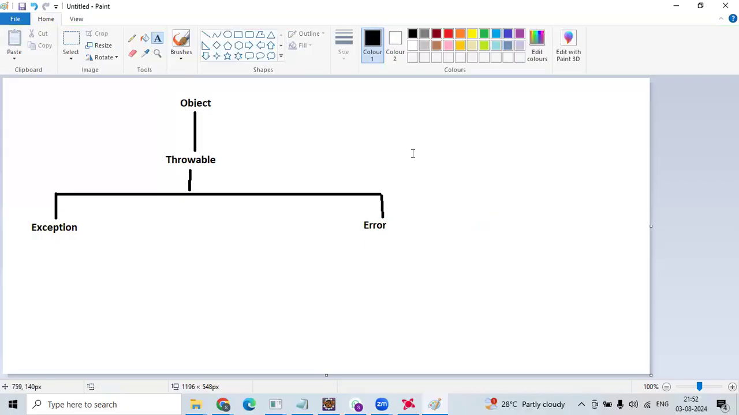Guys, is that clear? So this is a top level hierarchy. Suppose Throwable has two children: one is Exception, the second one is Error. For Throwable, the parent is Object. Please make sure of that point. For Exception, we have a child, RuntimeException.